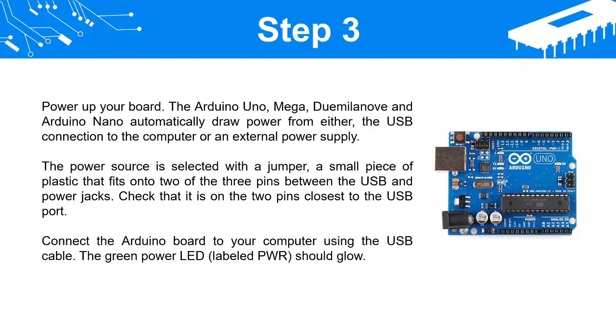Step 3. Power up your board. The Arduino Uno, Mega, Duemilanove and Arduino Nano automatically draw power from either the USB connection to the computer or an external power supply. The power source is selected with a jumper, a small piece of plastic that fits onto 2 of the 3 pins between the USB and power jacks. Check that it is on the 2 pins closest to the USB port.